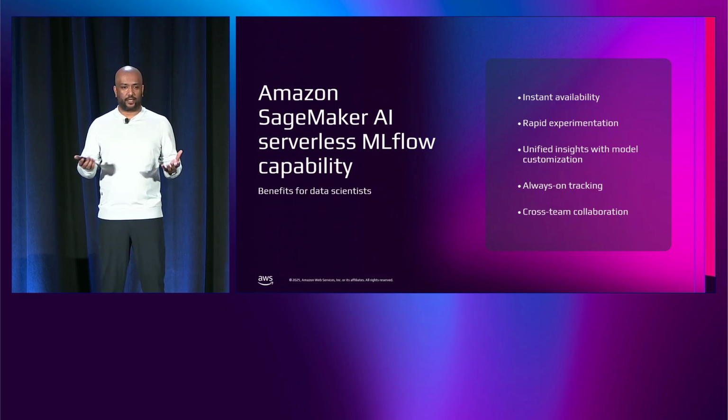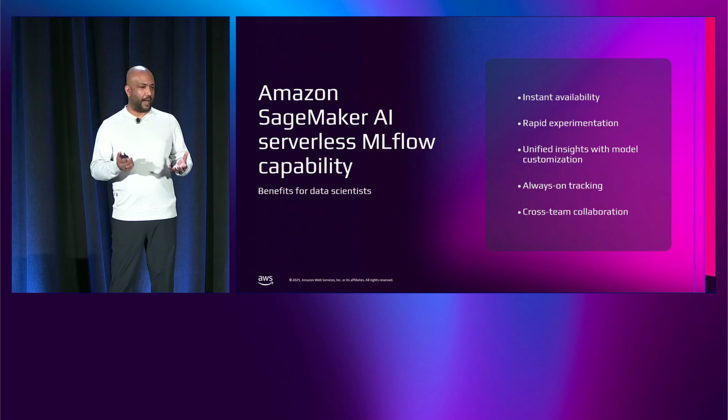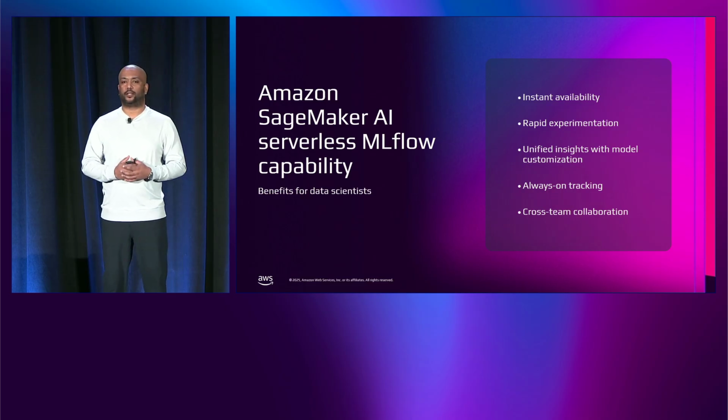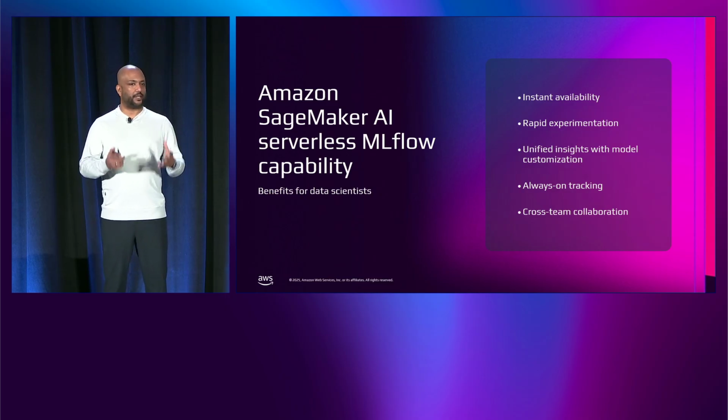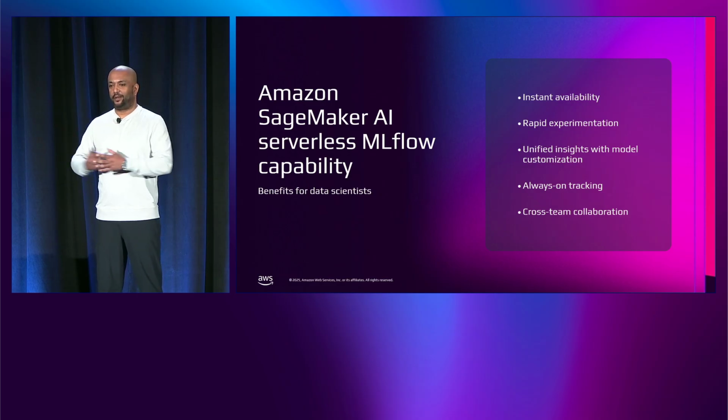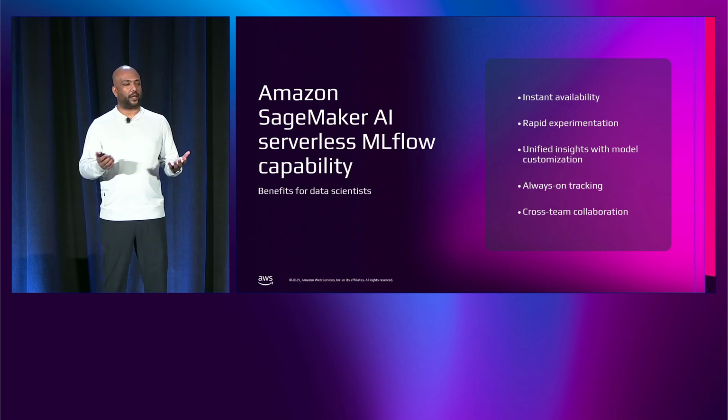So as soon as the domain gets created, an MLflow app, which is what we're calling the serverless version of the tracking server, is going to be provisioned automatically. So there's no longer the need to wait for an admin to go ahead and do this process. It's already going to be done. This leads to rapid experimentation, right? So as a data scientist, my job to be done is to go build models. I don't need to be worrying about infrastructure.